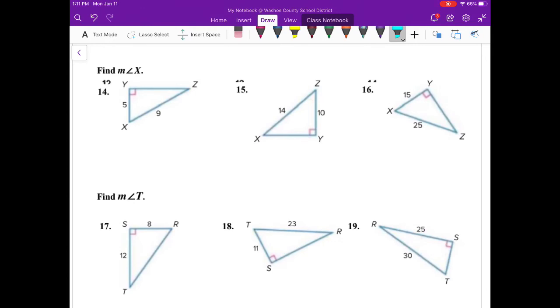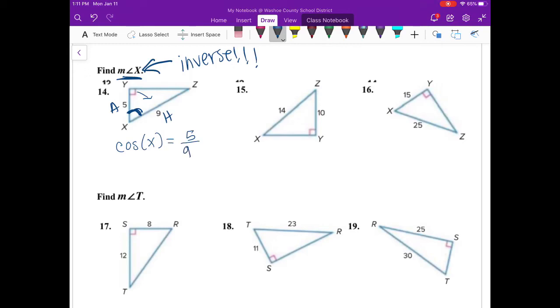For the next 3 problems, we're finding the missing angle. Anytime you're finding the angle, that means use the inverse, right? So here, I'm finding angle X, so I'm going to draw my angle here. If I'm finding angle X, this is my hypotenuse, this is my adjacent. So what uses A and H? SOHCAHTOA, so cosine. Cosine of X equals adjacent over hypotenuse. And because I'm finding the angle, that's when I know I have to use the inverse, which comes out to 56.25 degrees.